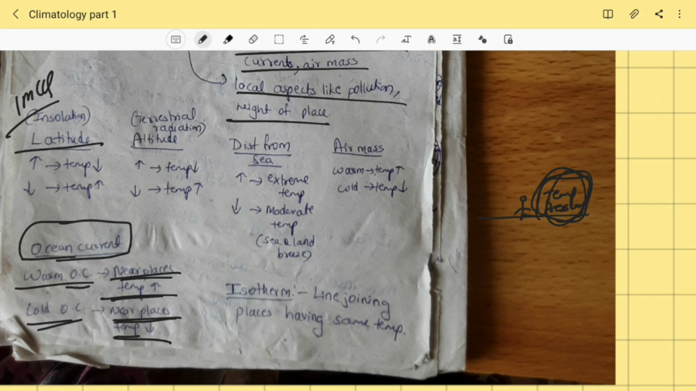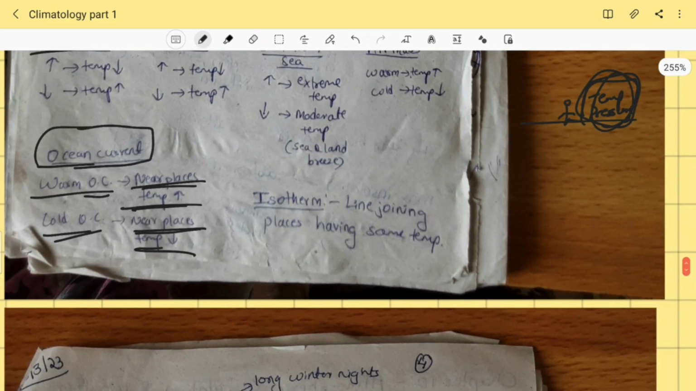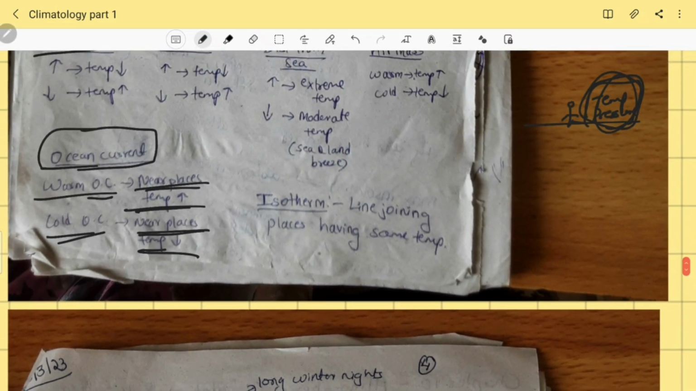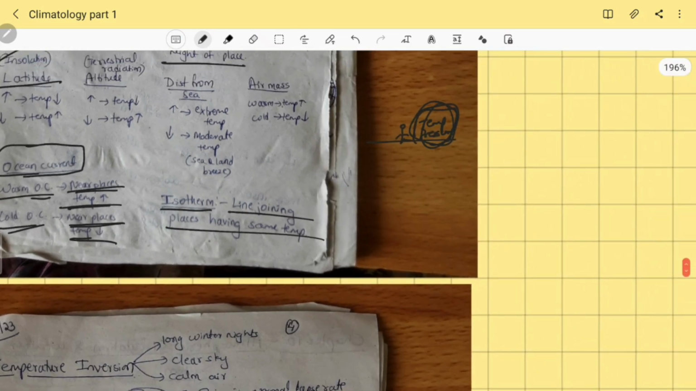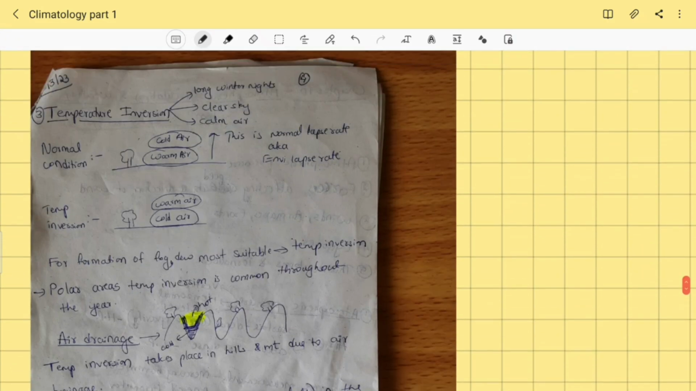Next, let's go to temperature inversion, the last topic and a very important topic. You can expect questions from here. Before going to that, let's study what the word isotherm means. Isotherm is a line joining the places having the same temperature. Okay, now let's start with temperature inversion.